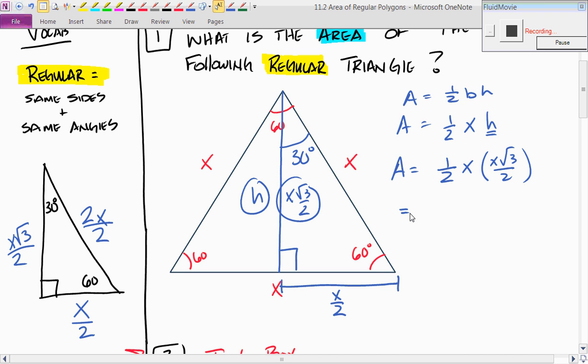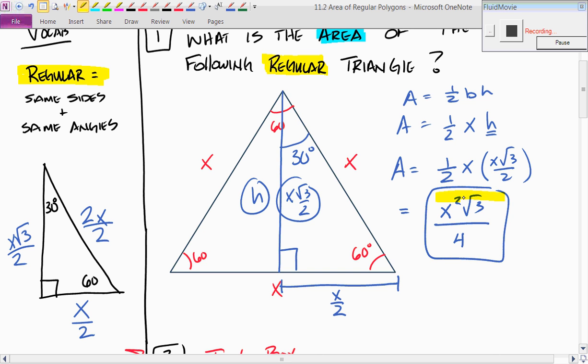Let's simplify that. Let's do the numerators. What's 1 times x? x. What's x times x root 3? What is it? No, what's x times x root 3? x squared root 3. Very good. So I'm going to have x squared root 3 all divided by, what's 2 times 2? 4. Okay. So check it out.